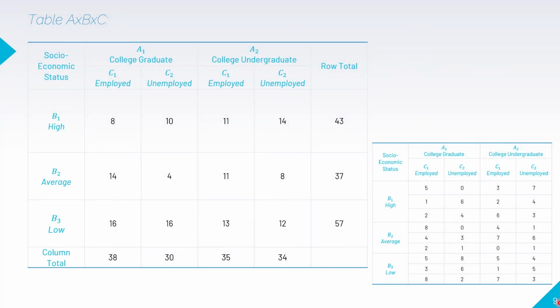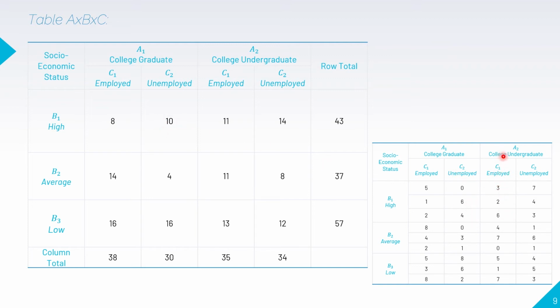Next, we'll find our table A by B by C, which is a college graduate and college undergraduate. This is our educational attainment. This is our socioeconomic status. And our C is the employment status. So in order to find these values, we need to add this one. 5 plus 1 plus 2 is equals to 8. 0 plus 6 plus 4, we have 10.